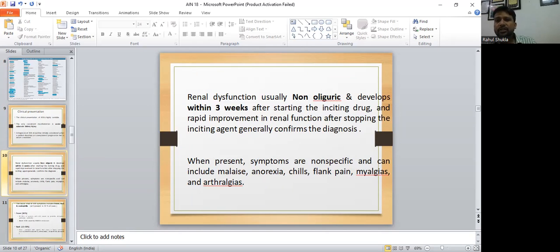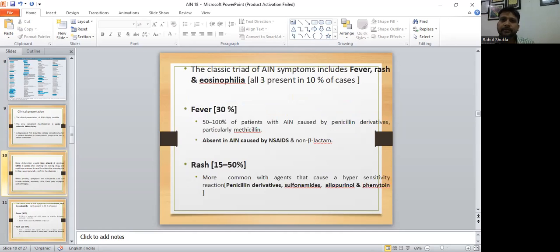When the patient presents with non-specific symptoms, as I already told, anorexia, chills, flank pain, myalgia, arthralgia may sometimes be seen. Now coming to the triad of interstitial nephritis, in up to 10% of the cases all three symptoms, fever, rash, and eosinophilia, can be seen. So this is the classical triad of interstitial nephritis. The negative side of this is that only 10% of the cases present with all three symptoms.